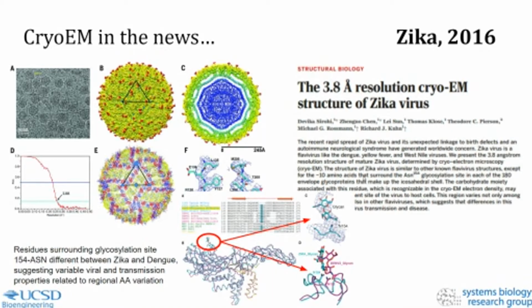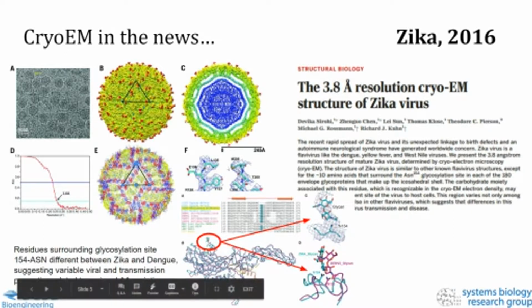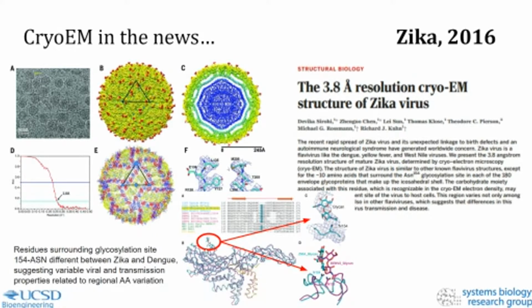As we quickly approach the present day, a quick structural biology dive into the Zika virus of 2016 is worthwhile. Very briefly, this study resolved the structure of the Zika virus and found that the amino acid sequence is similar to other flavivirus structures, except for 10 amino acids at the asparagine 154 glycosylation site shown here. This suggests that antigenic variation at this site may be responsible for differences in virus transmission and disease.